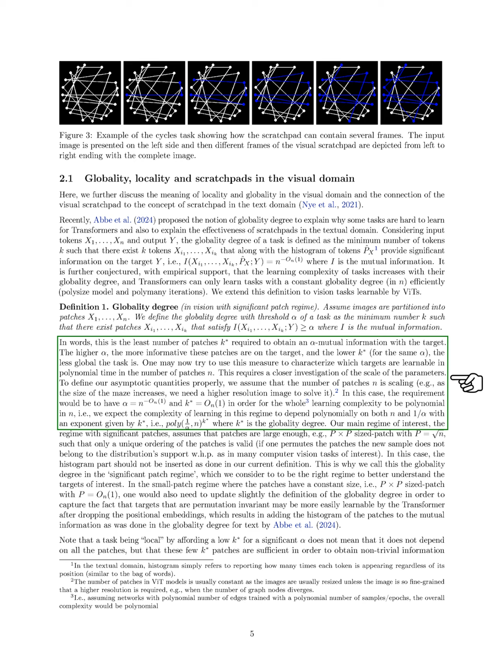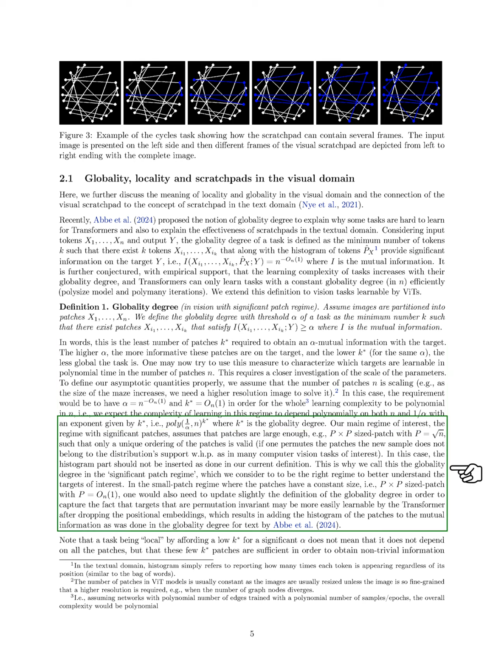As the number of patches increases, we expect the learning complexity to depend polynomially on both the number of patches and the threshold level. Our focus is on a regime where patches are large enough that only one specific arrangement is valid, which we refer to as the significant patch regime.